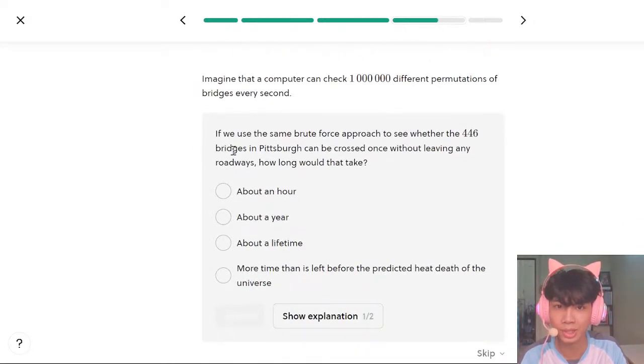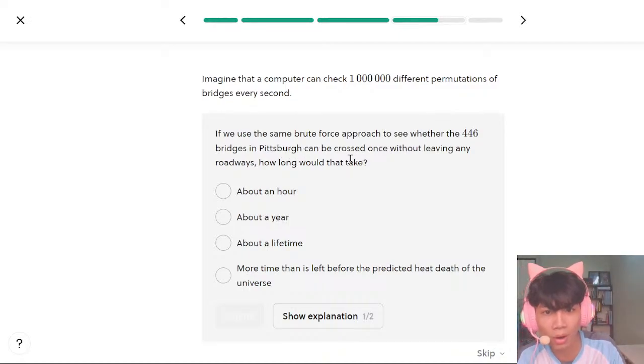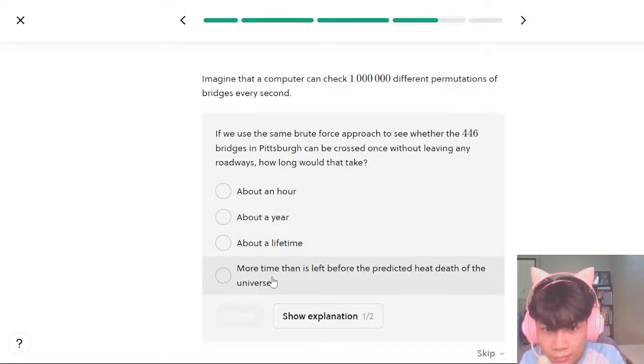Imagine that a computer can check 1 million different permutations of bridges every second. If we use the same brute force approach to see whether 446 bridges can be crossed once without leaving any roadways, how long would it take? More time than is left before the predicted heat death of the universe.